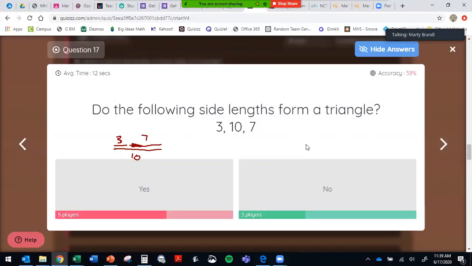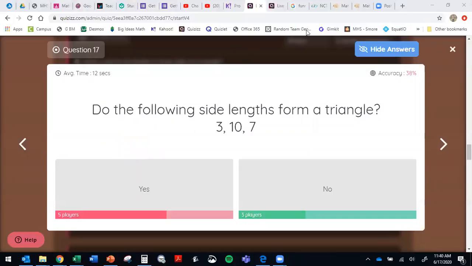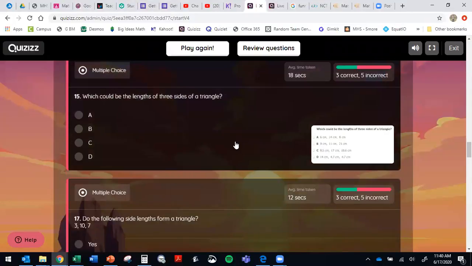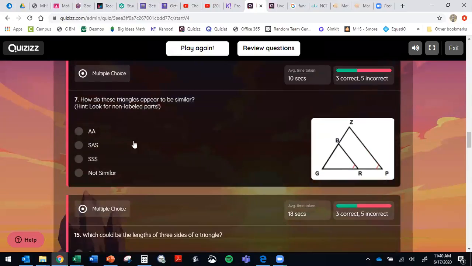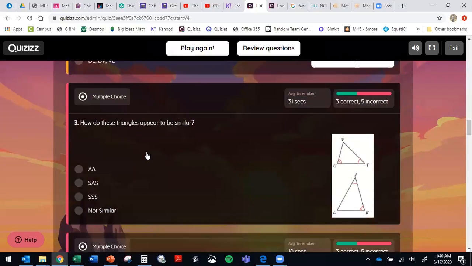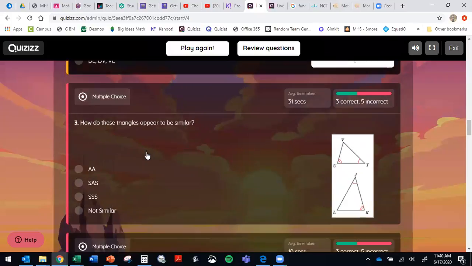Notice that in order to make all of these fit together, if we drop the 3 and the 7 down, they would match up with the 10, but that's not a triangle. Those two together are the same length as the 10, so they would just be sitting on top of each other, which doesn't make a triangle. Okay? All right. And 15 there is similar, another one where we're looking at those types of angles and so on.